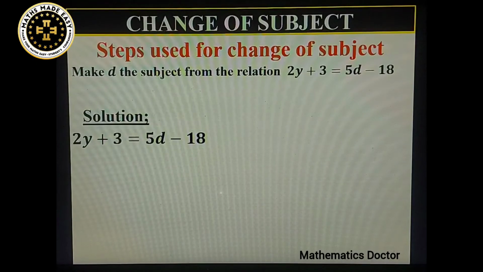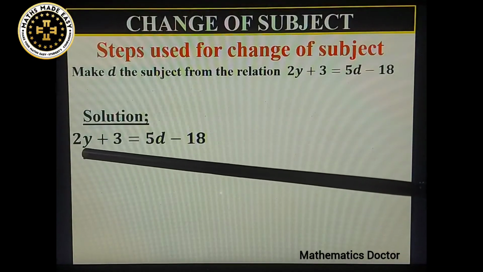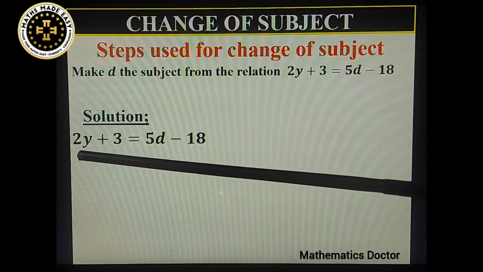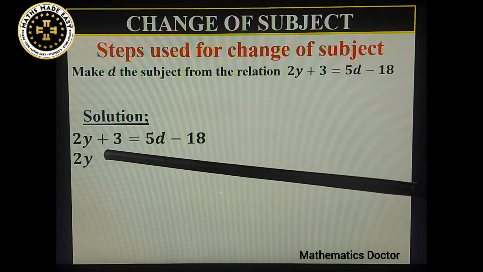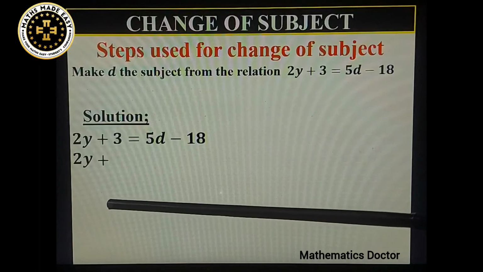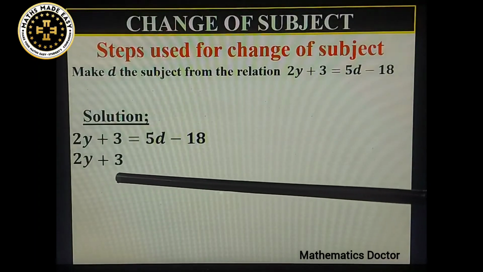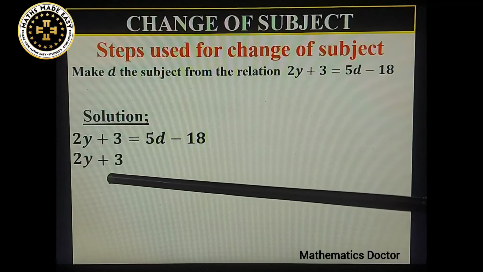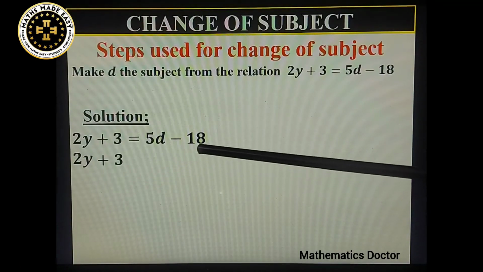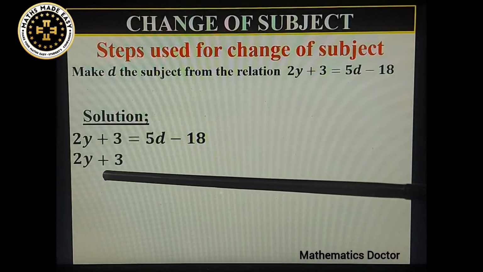So in order to do that, we have to maintain 2y, because 2y does not have the variable to be made a subject. So let's bring the 2y. Now positive 3, that is plus 3, also will be maintained at the left-hand side. So plus 3 is there. Now if you check, minus 18 is a constant, plus 3 is a constant. So we'll move minus 18 to the left-hand side to join plus 3.